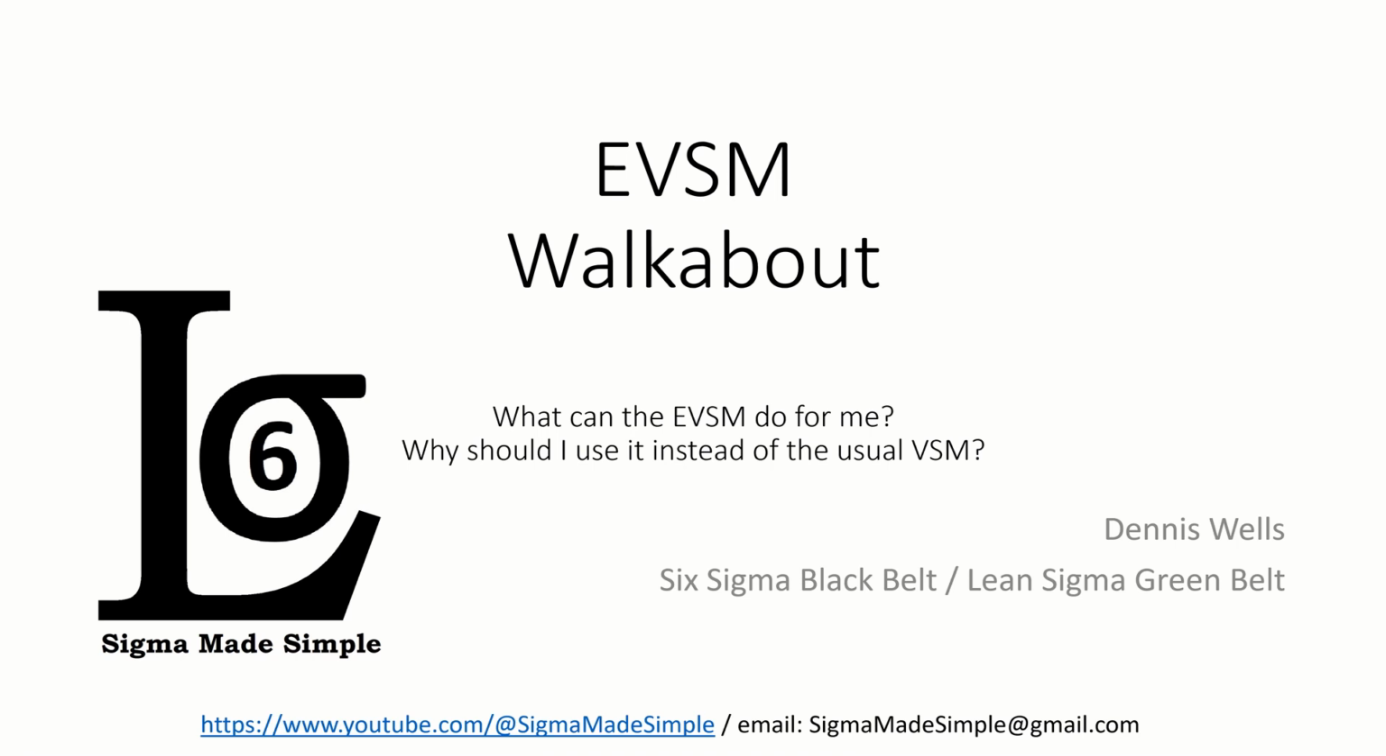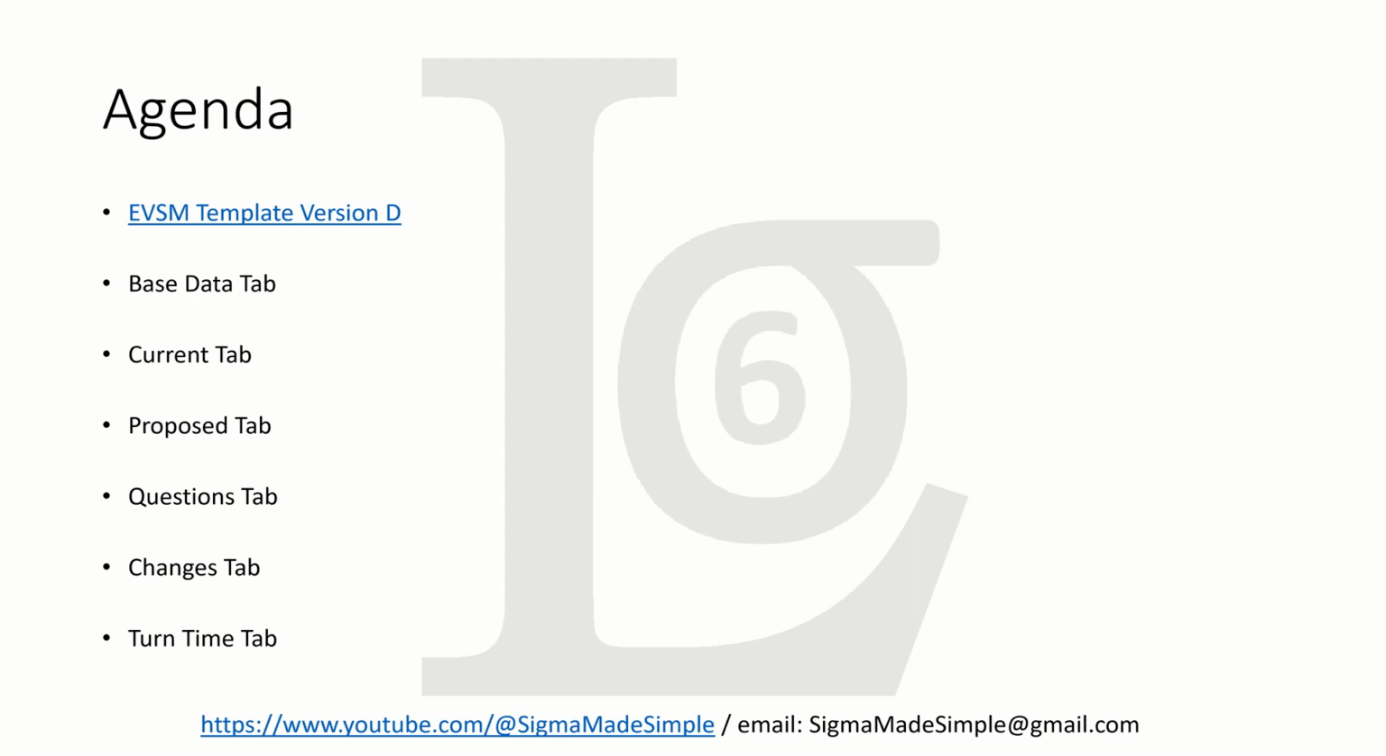This is a walk around video showing the enhanced value stream map, how to fill it in, and its features. We'll go through each tab in the enhanced value stream map and I'll explain how to fill in the yellow boxes and why. You'll notice every sheet in this worksheet has yellow boxes. That's where you'll interact. There are 6 tabs. We'll explain the purpose when we review each one.